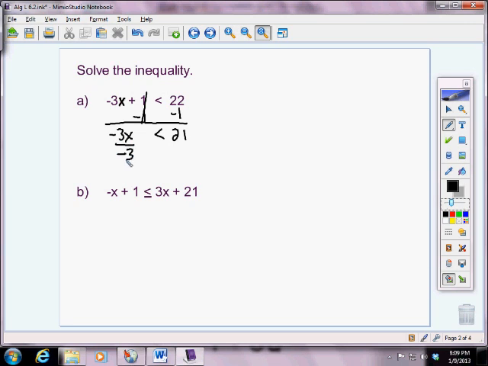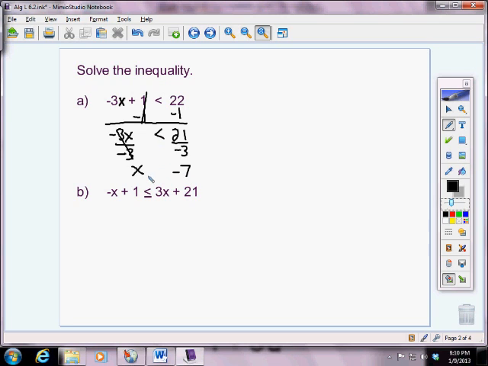Well, we divide by a negative 3. And again, we divide by a negative 3 because that means these negative 3's will cancel out. If you divide the left side by a negative 3, divide the right side by a negative 3. Negative 3 divided by negative 3 is 1x. 21 divided by a negative 3 is going to be a negative 7.